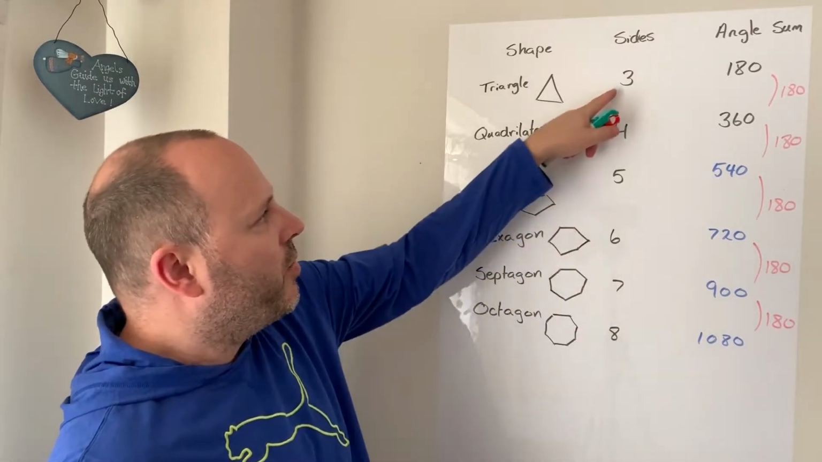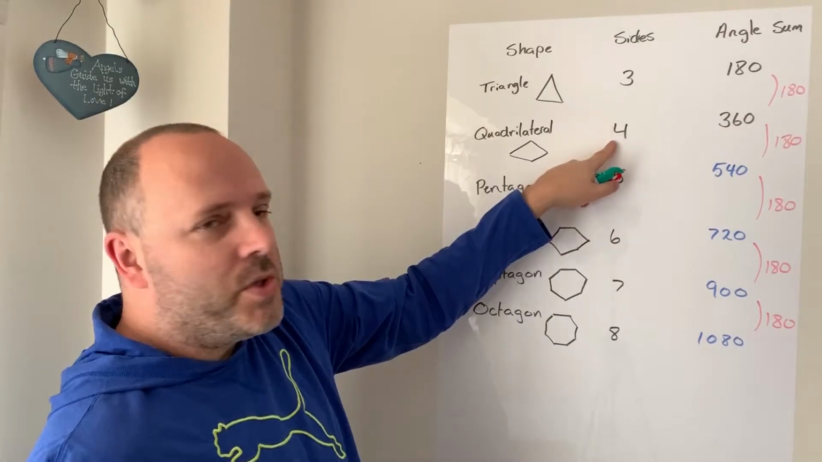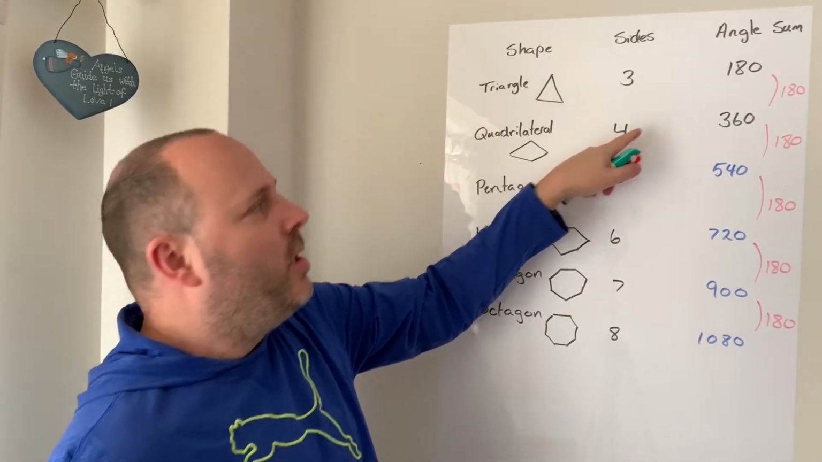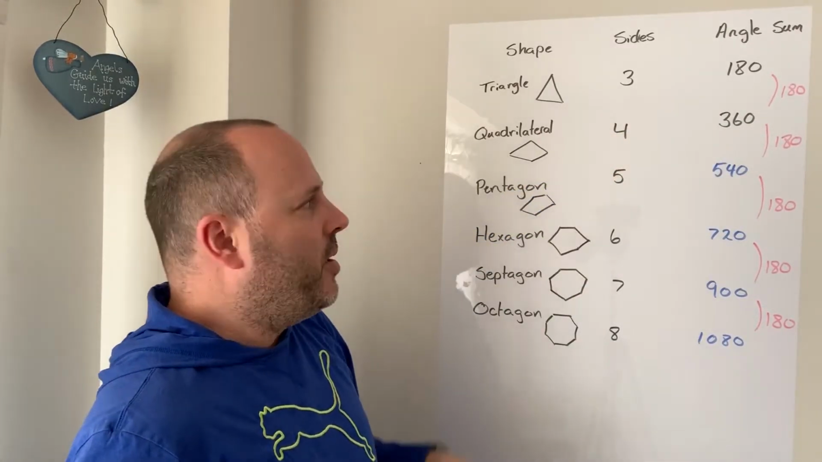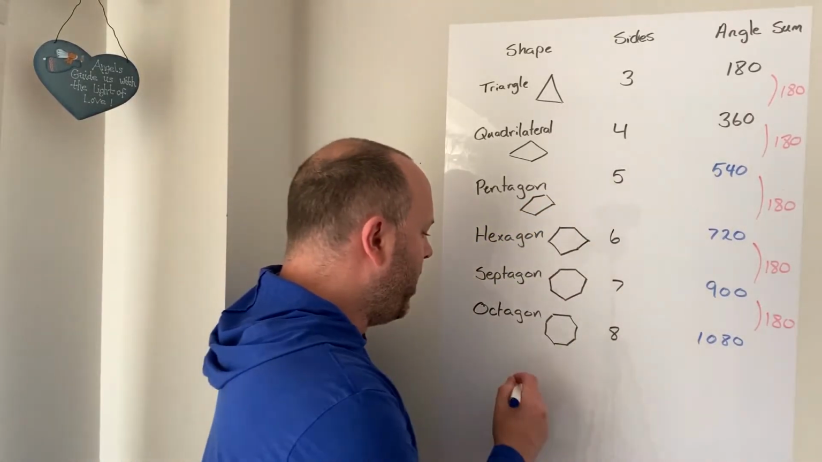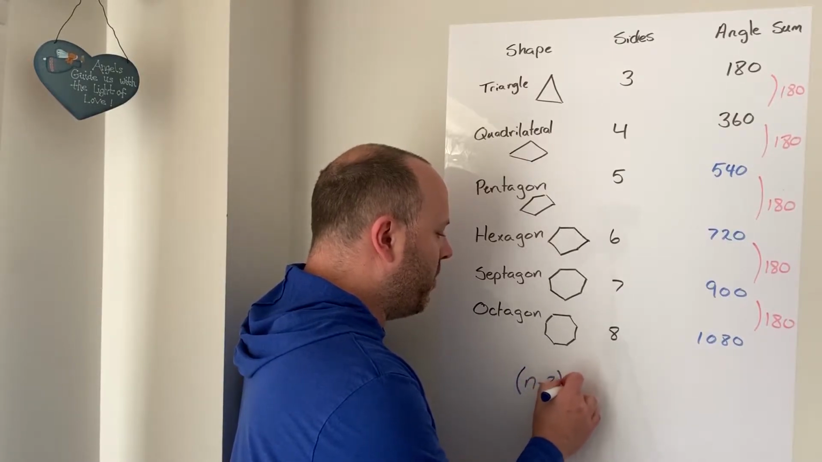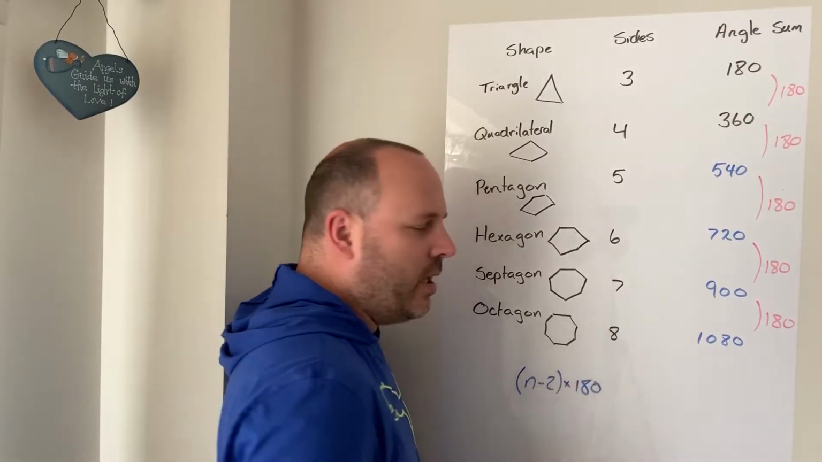Okay, so 3 sides, take away 2, that'd be 1 times 180, 180. 4 sides, take away 2, that'd be 2 times 180 is 360. 3 times 180 is 540. So I could say one formula is the number of sides minus 2 times 180.